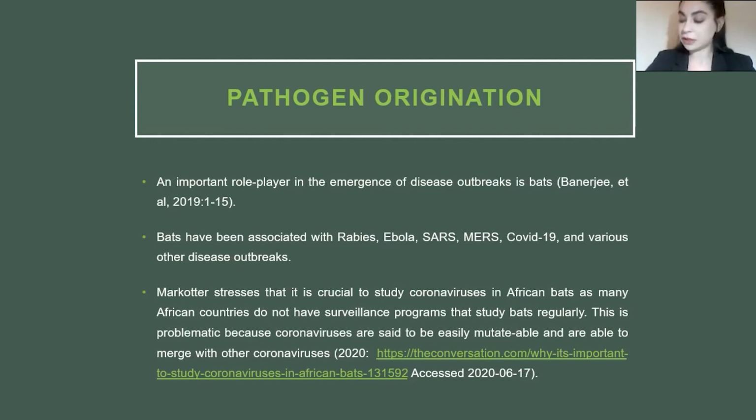coronaviruses specifically in African bats, as many African countries don't actually have regular surveillance programs that look into these viruses in bats. And this is very problematic for coronaviruses specifically because they are said to be very mutatable and very compatible with each other in terms of merging to form other coronaviruses. So if we do want to implement a global public health policy that does factor in something like pathogen origination, it may be a valuable starting point to assess the health of bats in something like bushmeat consumption.